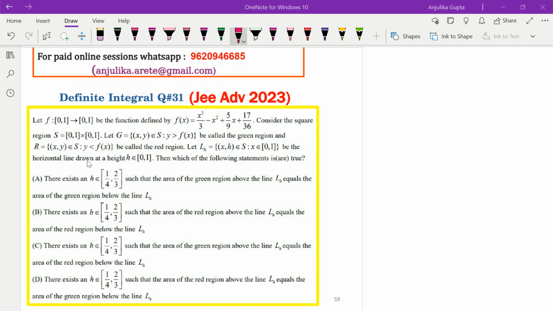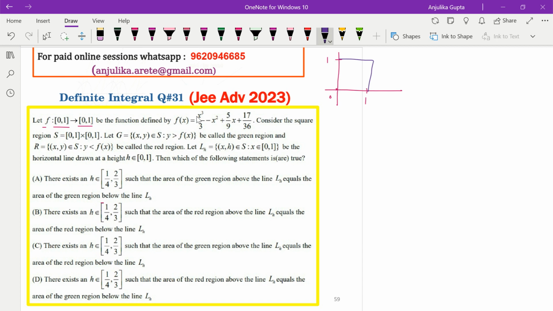The question looks lengthy. Let's try understanding it first. Given to you is a function whose domain and range are both the interval [0, 1]. So roughly let's start drawing here. Let's say this is 0, 1. That's the domain, and here you have the range. So your function will lie inside this box.